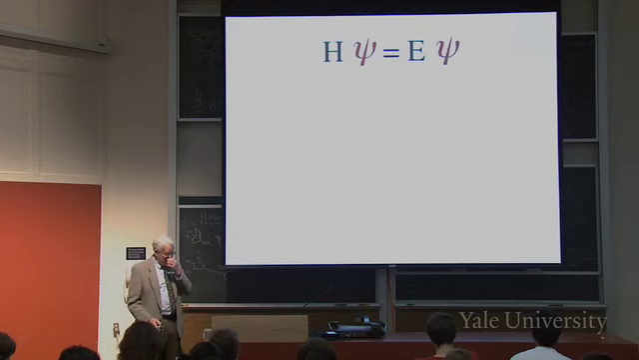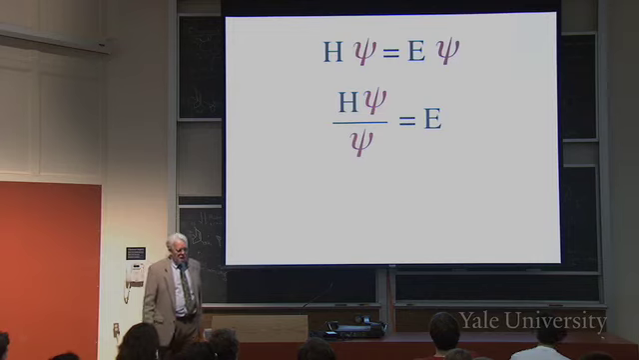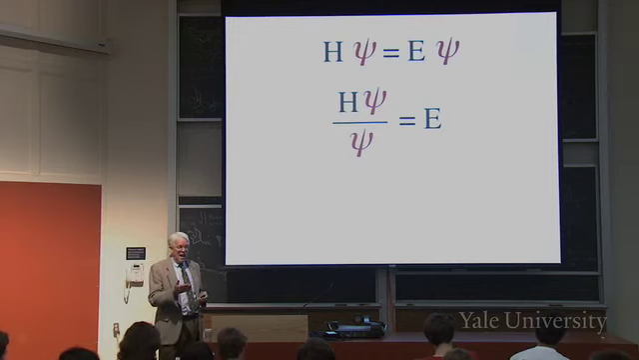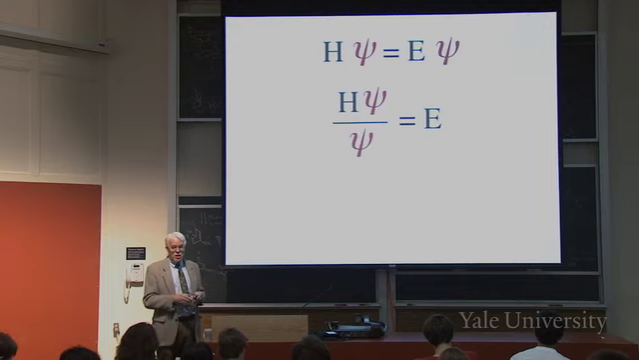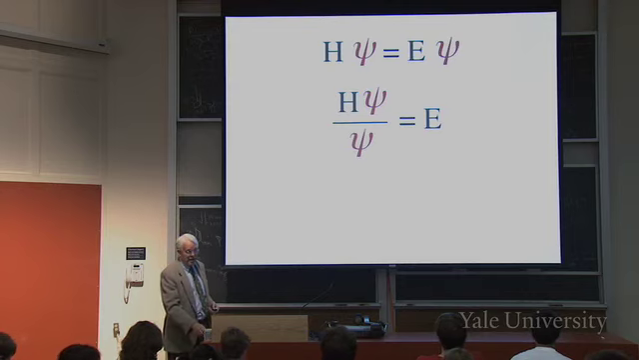Okay, so H psi equals E psi. Now we can divide. You can divide the right by psi, and since it was E times psi, the psi goes away. But when you divide on the left, you don't cancel the psi's because the H psi doesn't mean multiplication.